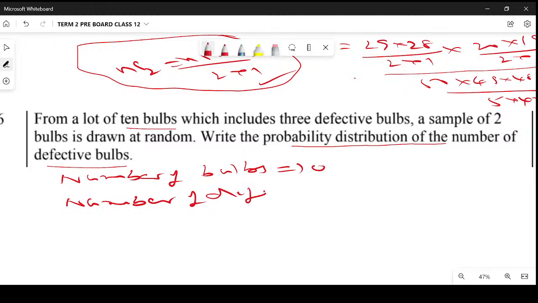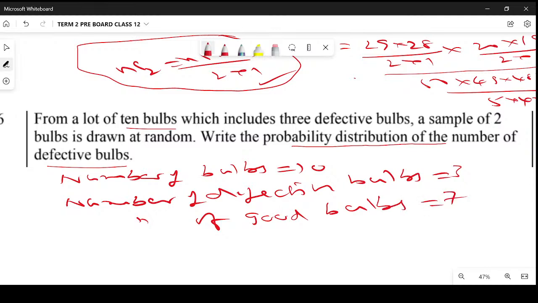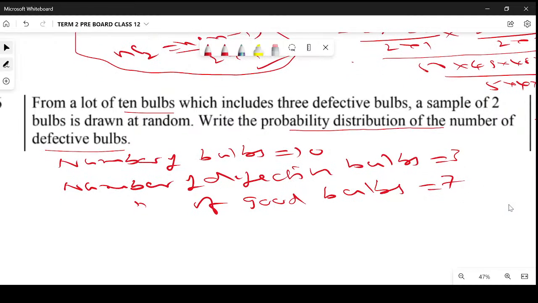Number of defective bulbs will be 3. That means the remaining 7 bulbs are good bulbs, right? Number of good bulbs will be 7. They are talking about here, they have taken 2 bulbs. A sample of 2 bulbs is drawn at random.